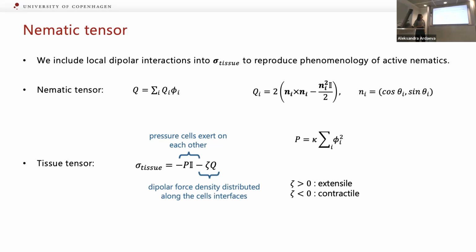And so then our tissue stress becomes like this. We have two components. We have the pressure that cells exert on each other, and we have an activity term. This is the conversion of energy from outside into mechanical movement. The parameter zeta is the strength of this activity. Depending on the sign of zeta, you would have either extensile or contractile particles, whether they are pushers or pullers. And the nematic tensor is symmetric and traceless.